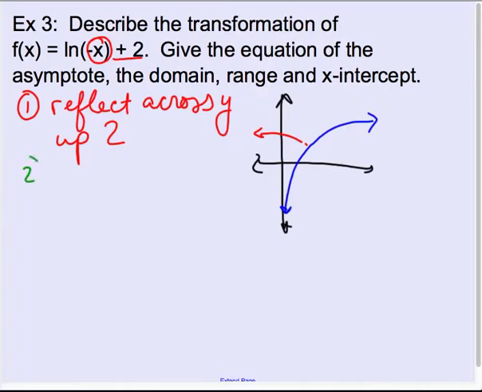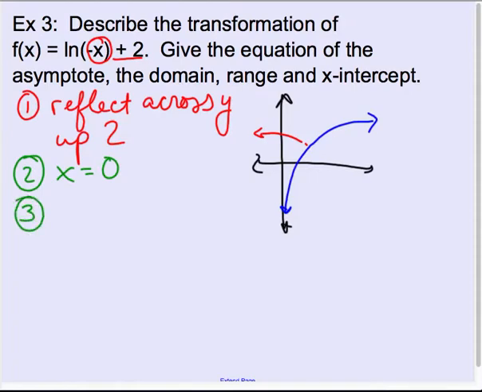Next piece, we're going to look at the equation of the asymptote. The equation of the asymptote was x equals 0. When we reflected it, that didn't change. And when we shifted it up, it didn't change either. So the only thing that changes the equation of the asymptote is horizontal shifts. So we've still got x equals 0 for our asymptote.